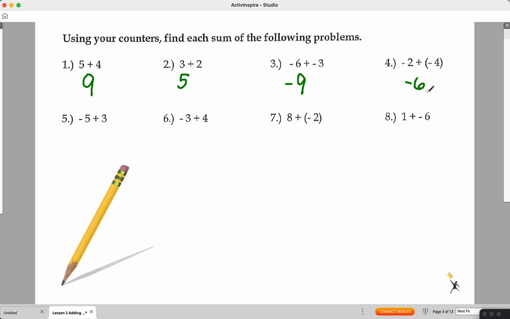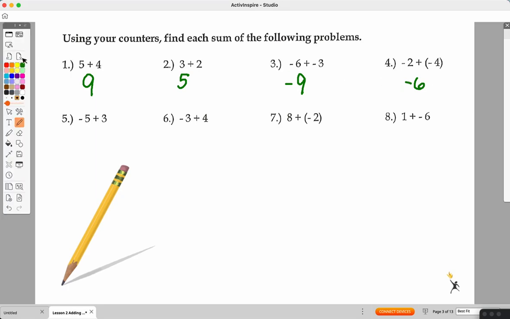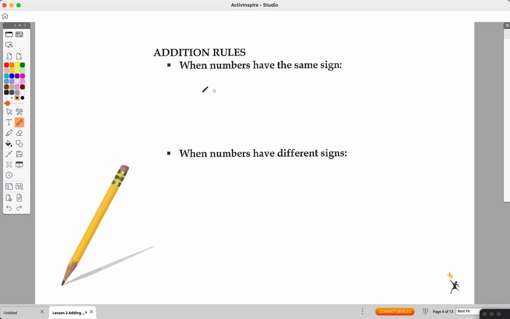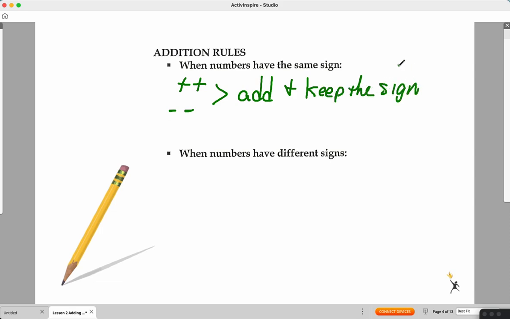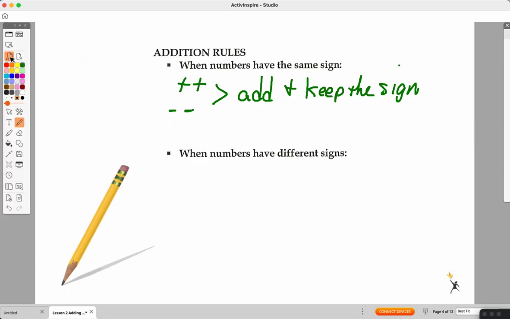It's 6. Okay? If you look down the page, we've now kind of figured out the rule for this one. When your numbers are the same, either a positive and a positive, or any number of positives, or all negatives, what you're going to do is add the numbers and keep the sign. So if it's negative, it stays negative. If it's positive, it stays positive.